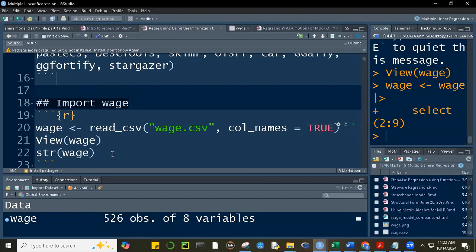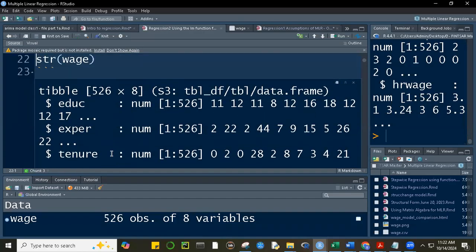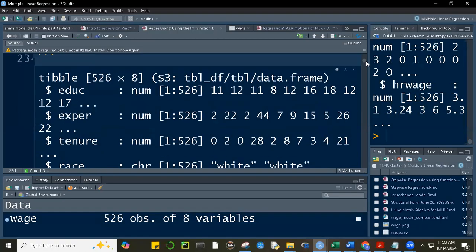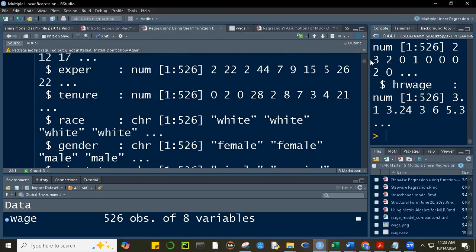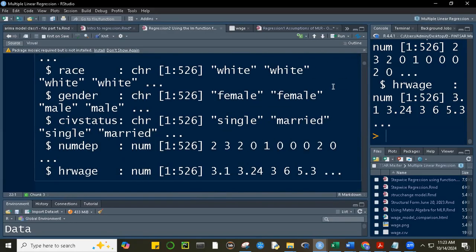Okay, and then let's take the structure of the data. So it's a table, 526 by 8 is the size. You have education, experience, and tenure. They are numerical variables. Race, gender, and civil status, you have character variables there, number of dependents, and hourly wage.